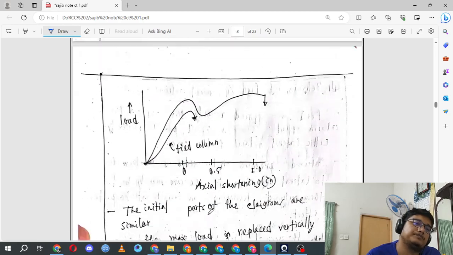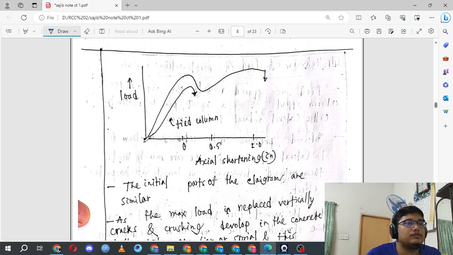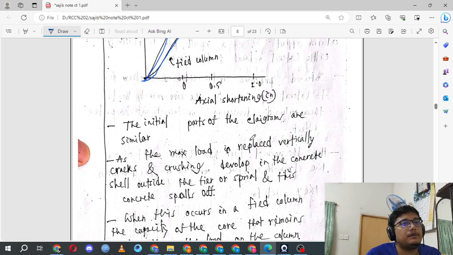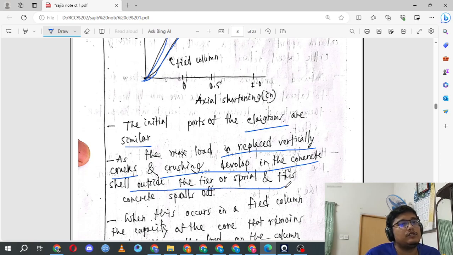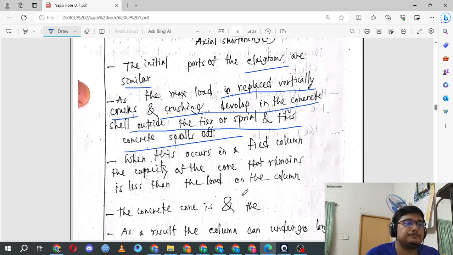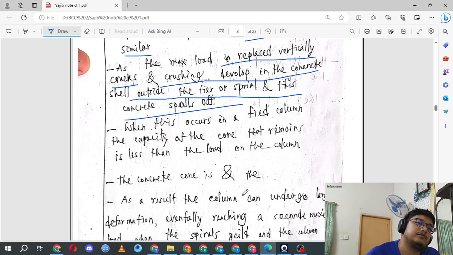এটা হচ্ছে আমাদের টাইড কলামের সিস্টেম, আর এটা হচ্ছে অন্য একটি কলাম। The initial parts of the curves are similar. As the max load is reached, vertical cracks and crushing develop in the concrete shell outside the ties or spiral, and this concrete spalls off.